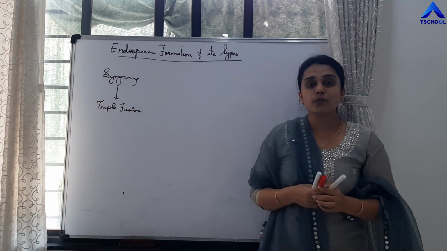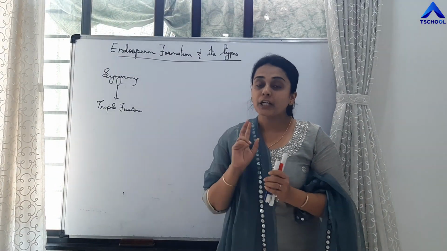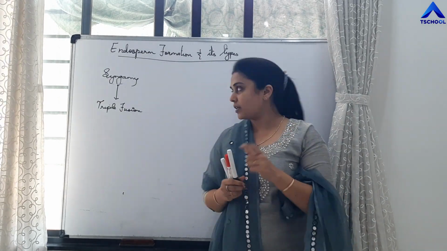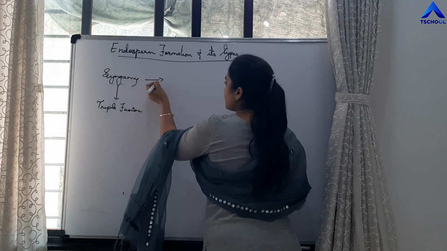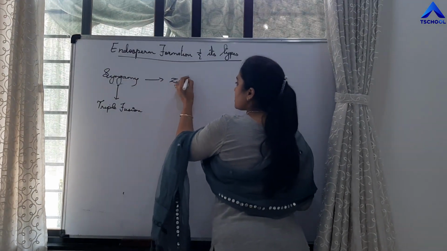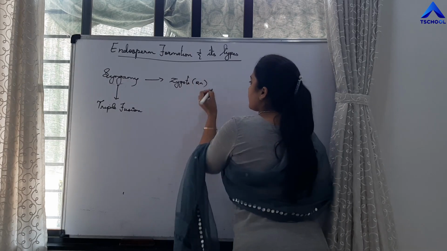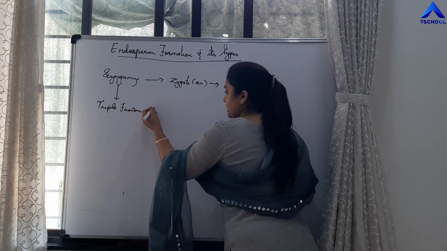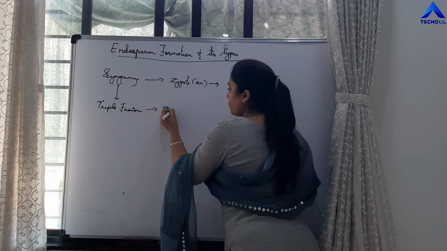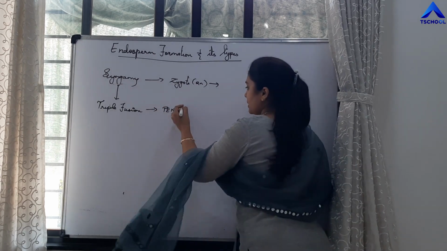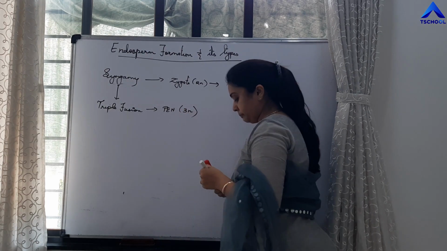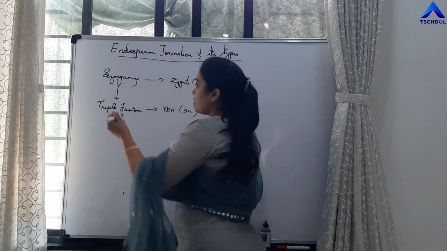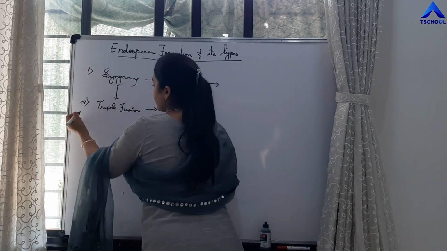Triple fusion is the fusion of one male gamete and two polar nuclei to form a triploid primary endosperm nucleus. Syngamy results in the formation of the zygote, which is diploid. The zygote will result in the formation of the embryo. Triple fusion results in the primary endosperm nucleus, which is triploid. Then, which is the next event? So this is the first event, and this is the second event.